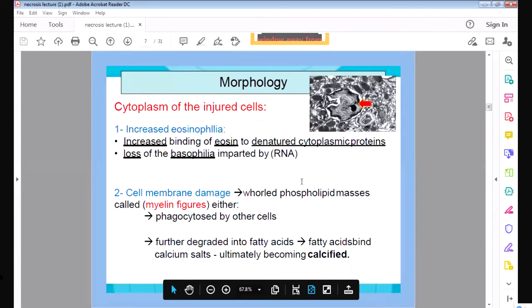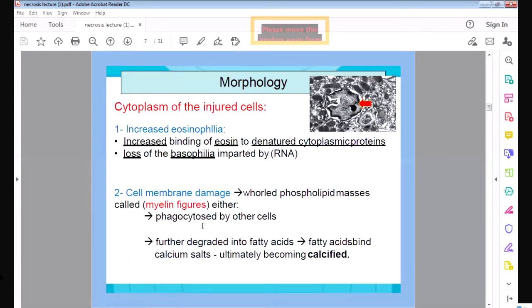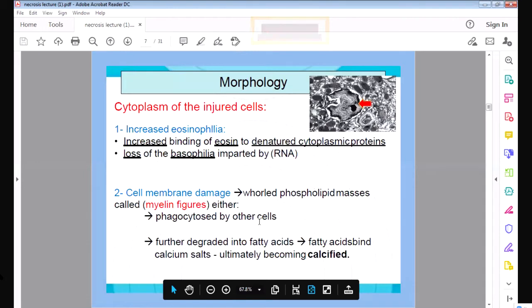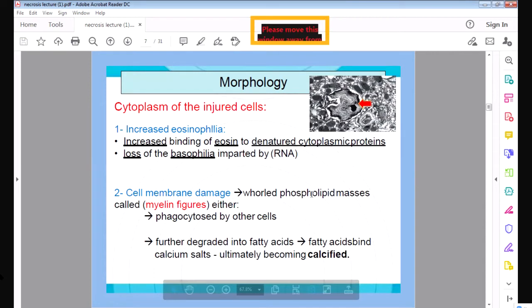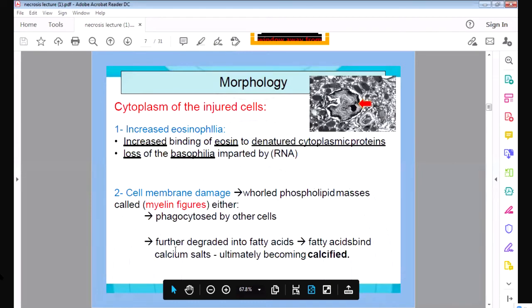There will be round masses, which will be phagocytosed by the leukocytes or inflammatory cells, and they will be degraded into fatty acids. See, the cell membrane is made up of phospholipid. You must have studied in physiology that the cell membrane is made up of phospholipid. So the phospholipid will be degraded into fatty acids, and in the fatty acids calcium salt will be deposited, and it will become calcified. So this is the morphology of the necrotic cell.